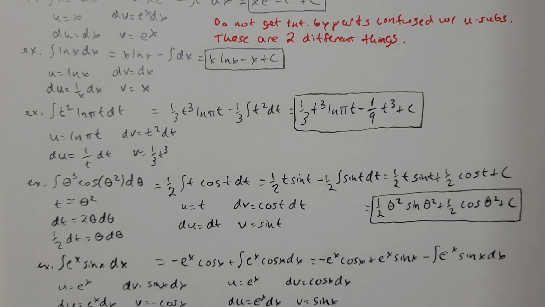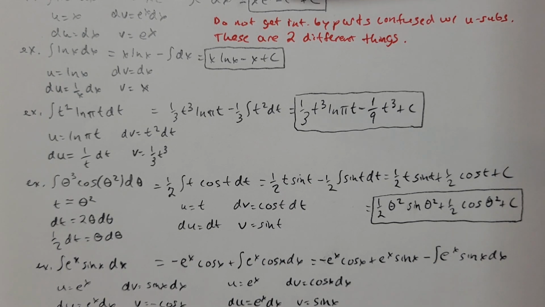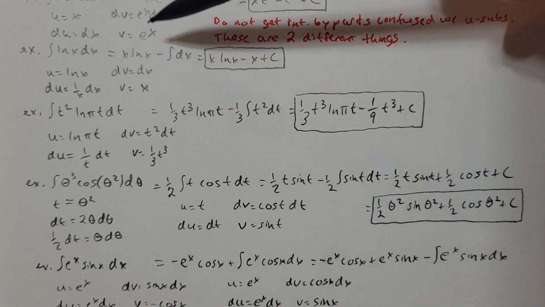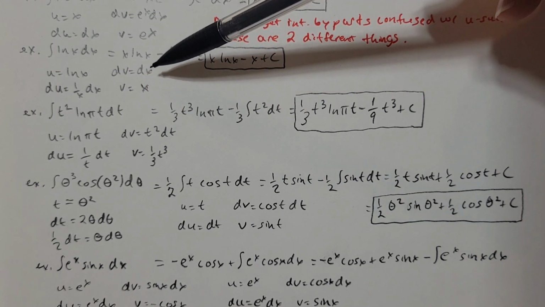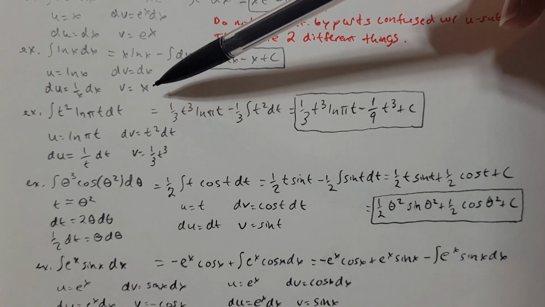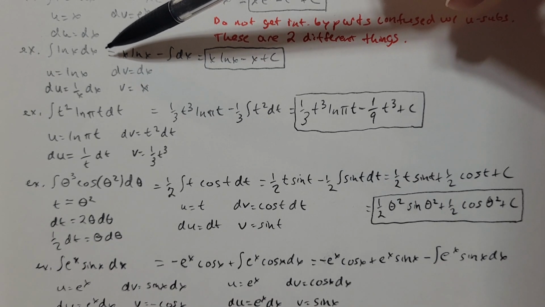We want to integrate the ln of x. Okay, so we know the derivative of ln of x, that's 1 over x, right? This is asking for the antiderivative of the ln of x. So I need to come up with a u part and a dv part. There's only one option for u, and that's to let u be the ln of x. I wouldn't let dv be the ln of x because then I need to know v, which is asking for the antiderivative of the ln of x. Well, that's what the problem is asking for in the first place.